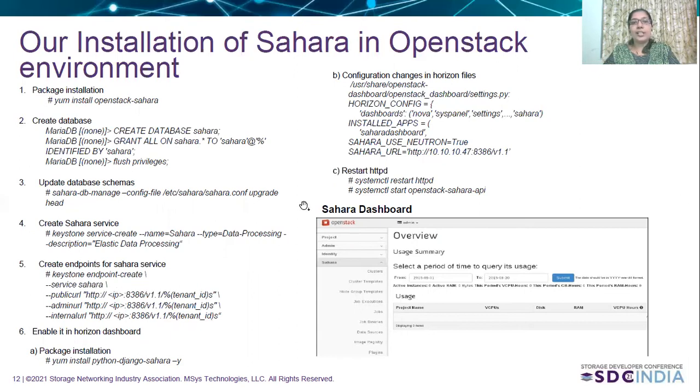To integrate the Sahara dashboard with the Horizon dashboard, we need to follow these steps. You need to modify a few lines in the Horizon files. After that, a restart of Apache and the Sahara API is required to make the changes effective. And this is the Sahara dashboard, where you can see clusters, cluster templates, node group templates, job executions, jobs, job binaries, data sources, and plugins.